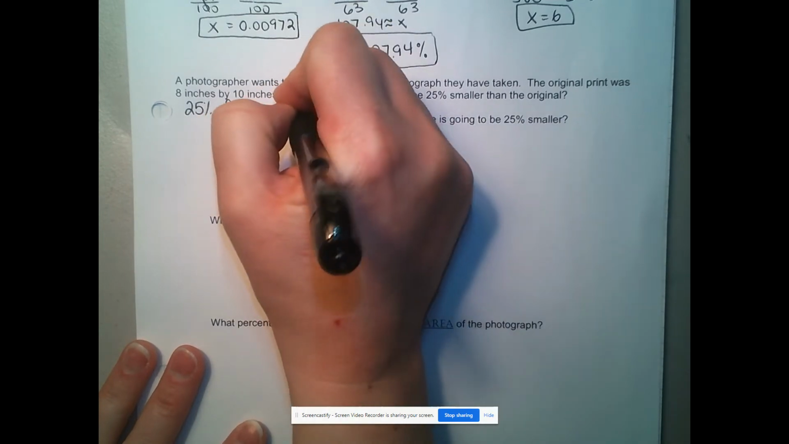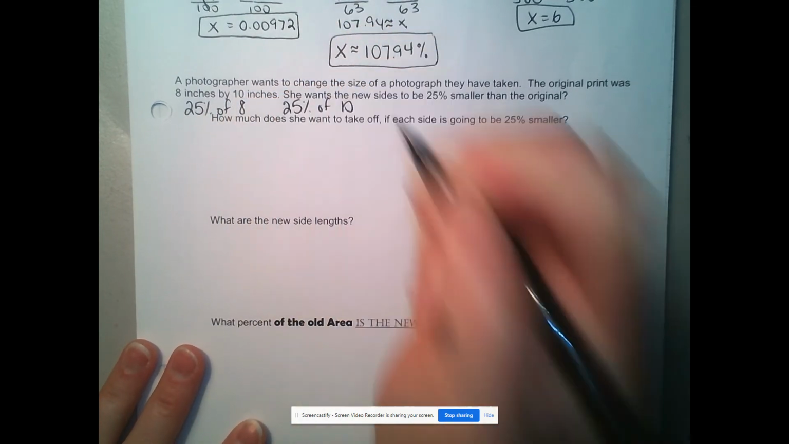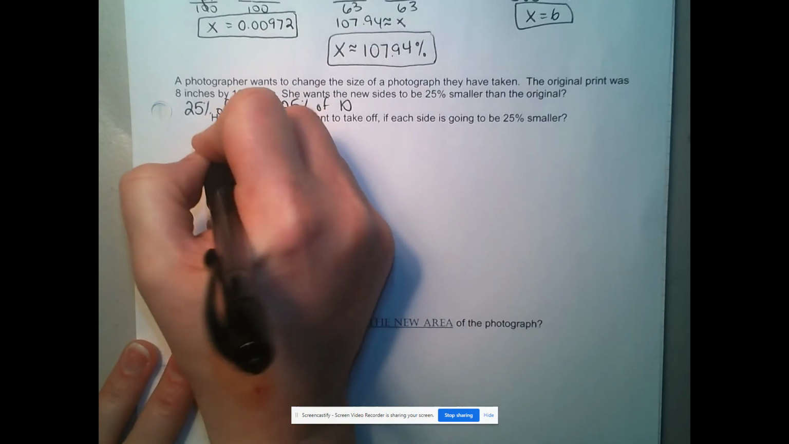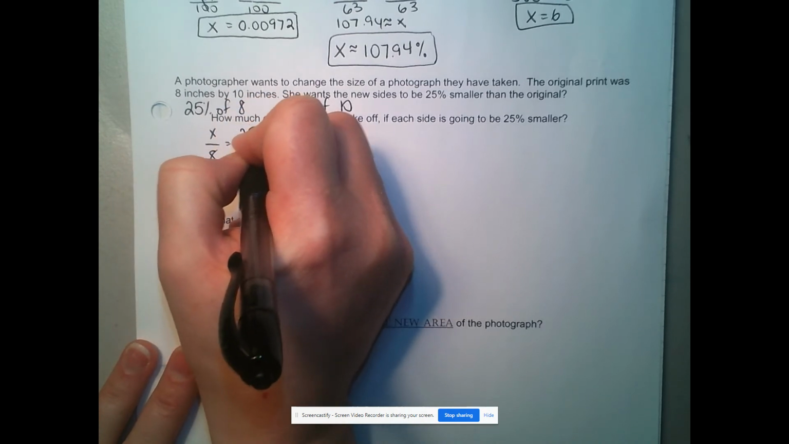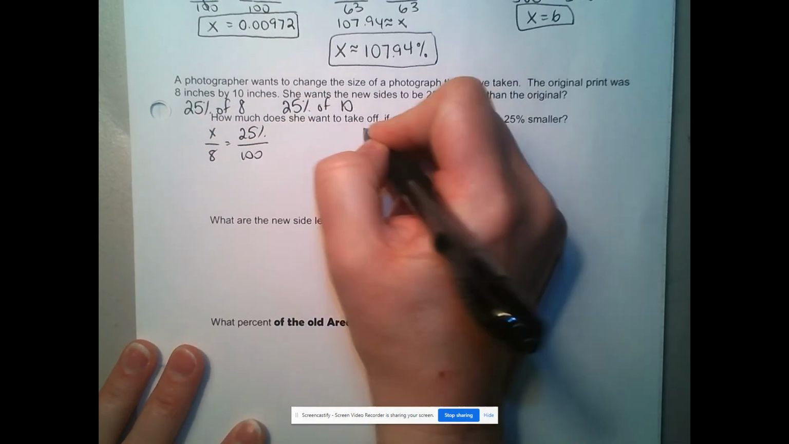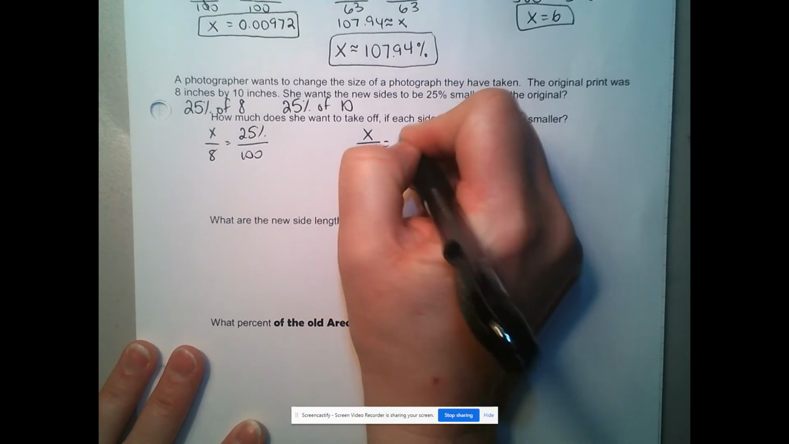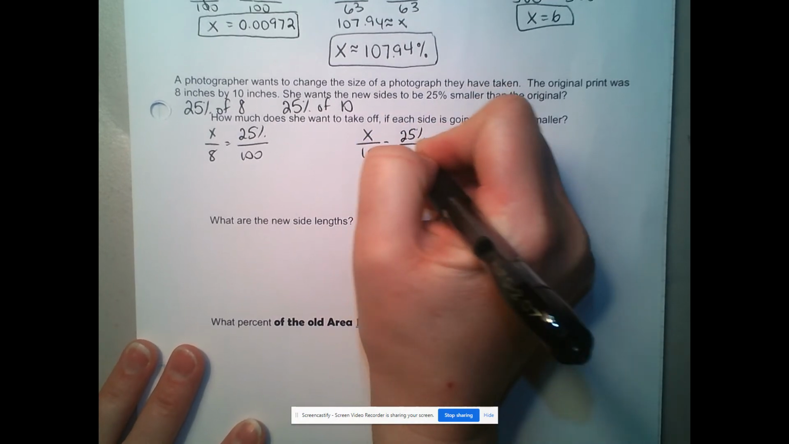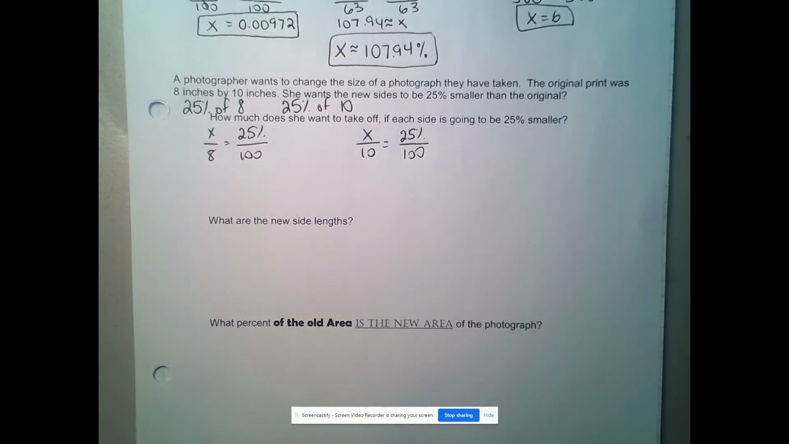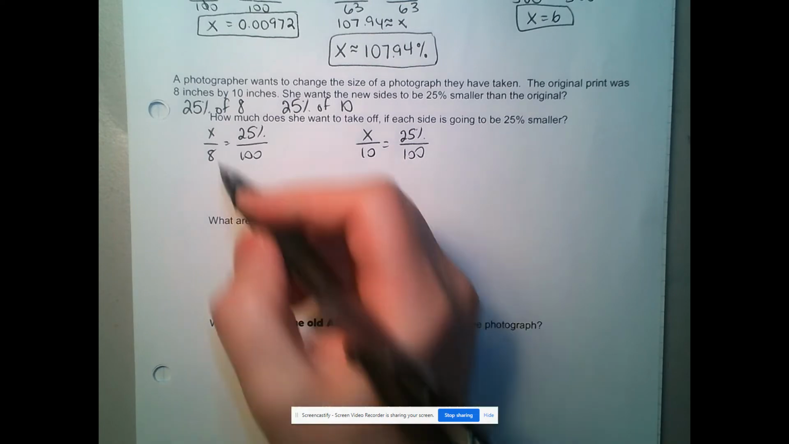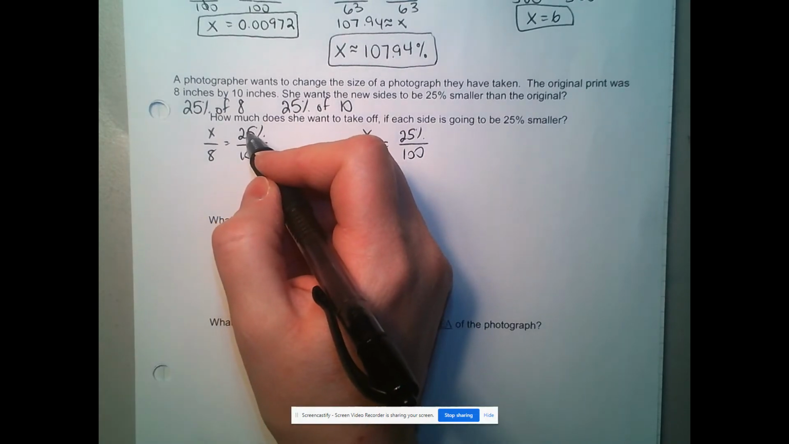We're also trying to find 25% of 10. So out of 8, we want 25%. And out of 10, we want 25%. So we're finding out how much we are taking off. So 8 times 25, I actually can do that one in my head.